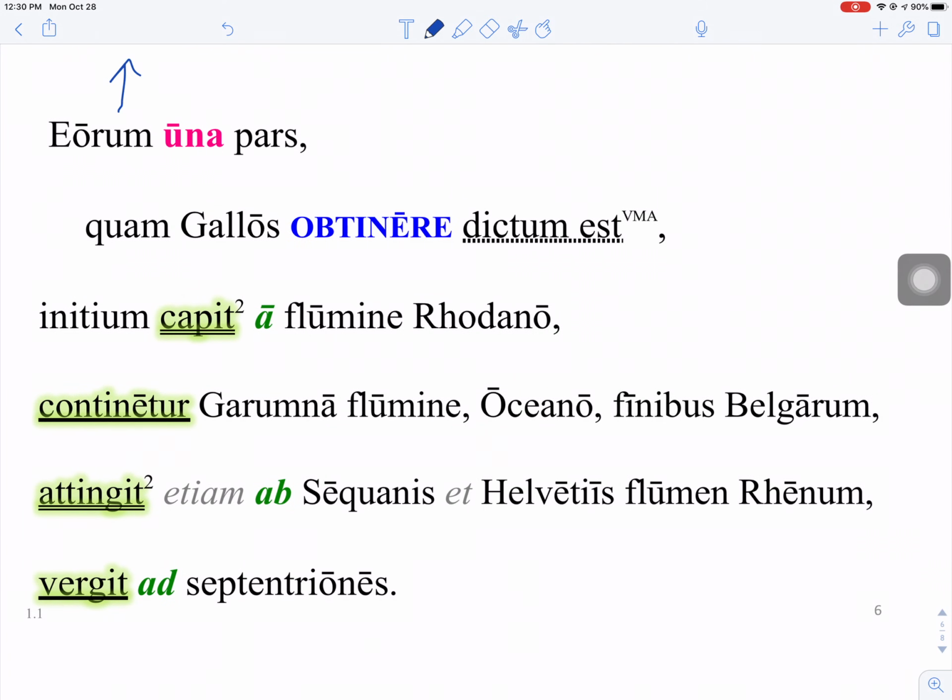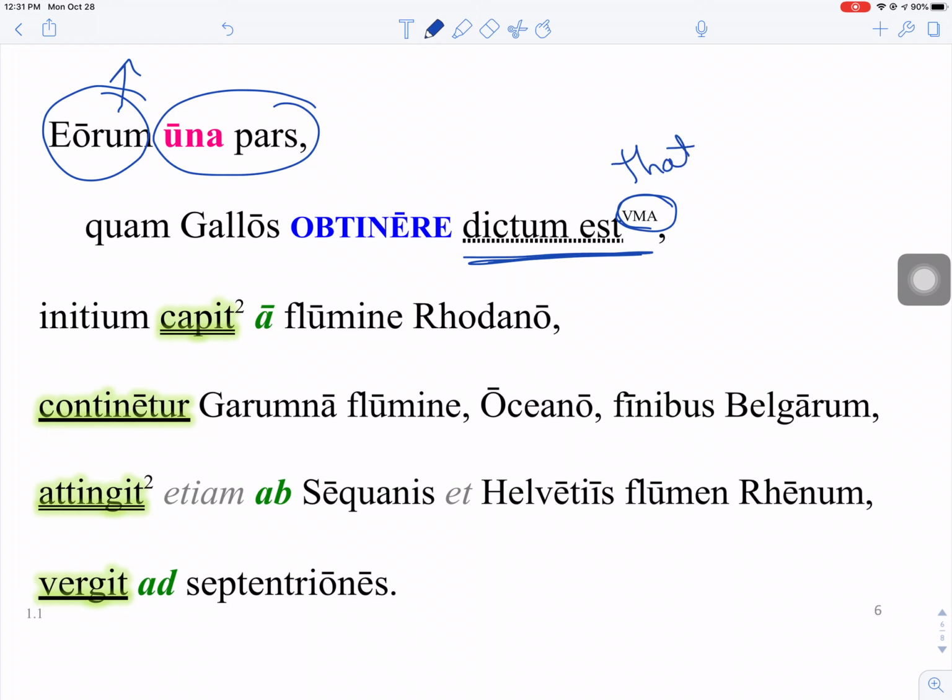Eorum goes back, of the parts of Gaul, one part. And this is a tough construction with this impersonal verb, but anytime you see dicitur, you're going to say that. So this is impersonal, so it is said that, and then you're going to be looking to the accusative. It is said that the Gauls possess or obtain. And quam there is the direct object of obtinere. Remember that infinitives and participles can have direct objects and prep phrases.